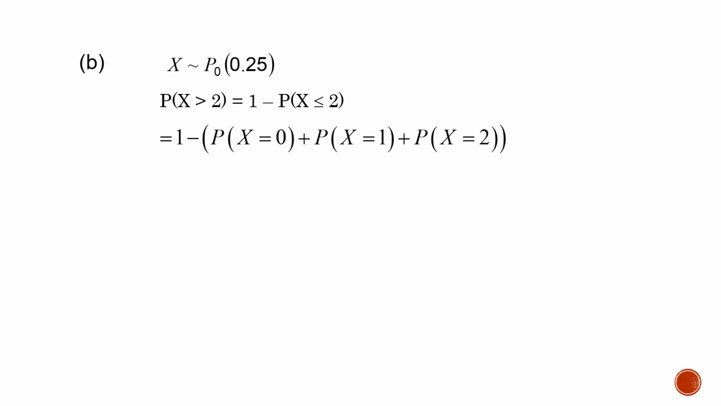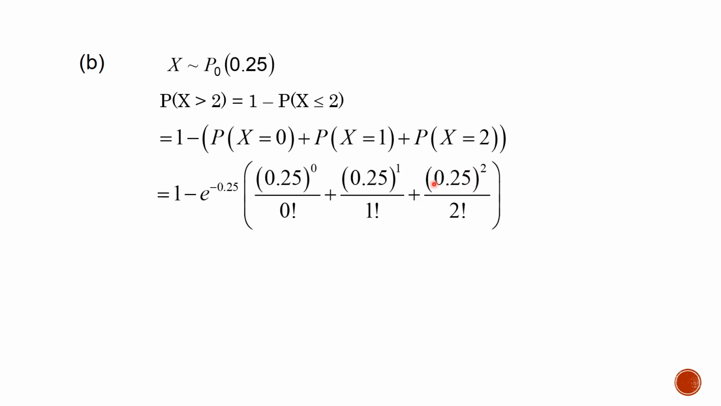Part B, find the probability that a certain page contains more than 2 printing errors. So this is very straightforward. Okay, with lambda 0.25, the probability of X greater than 2 will be 1 minus P(X less than or equal to 2). So P(X less than or equal to 2) is P(X = 0), P(X = 1), P(X = 2).